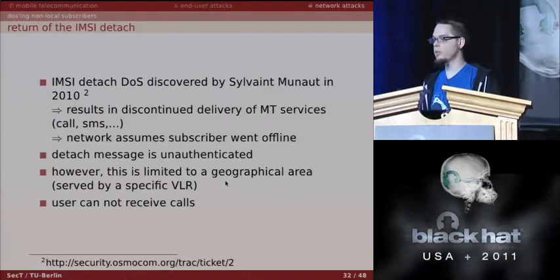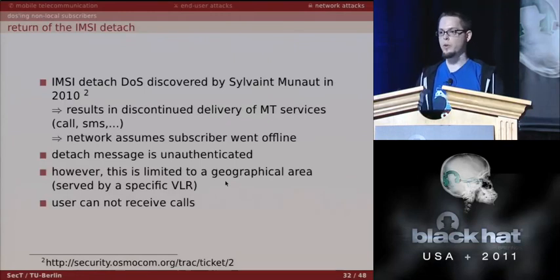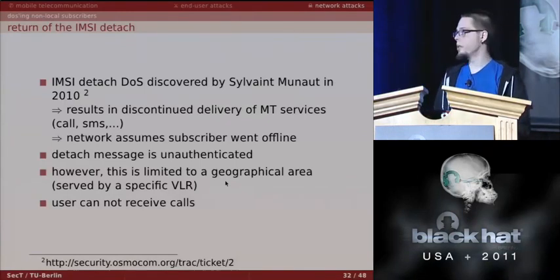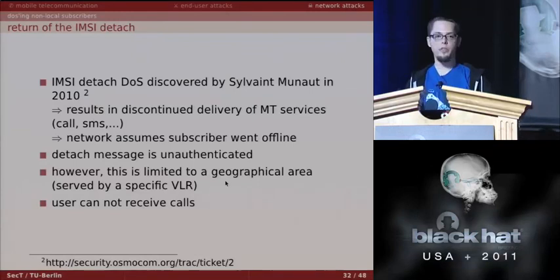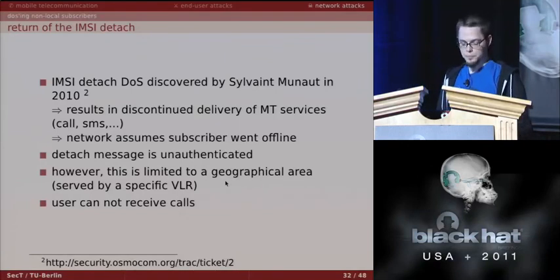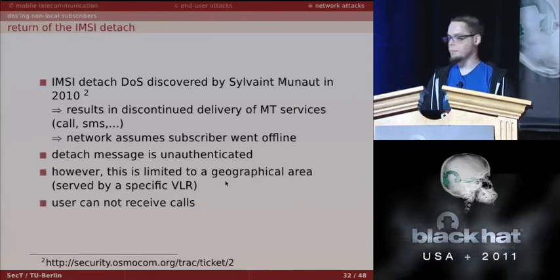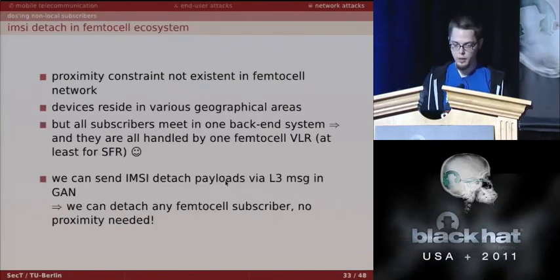The visitor location register is a local cache which is communicating with a central database in a mobile communication network and is keeping track of which subscribers are in a certain area. So what happens if you as an attacker are not in an area served by the same VLR is that the VLR will just not know the victim IMSI that you sent to it in a detach message, and it will just ignore this message and will never mark you as offline in the central HLR database in the mobile network. So as a result, as I said, users cannot receive phone calls anymore.